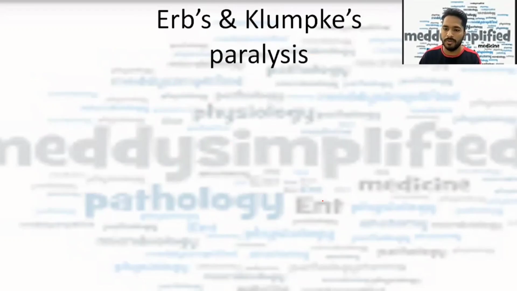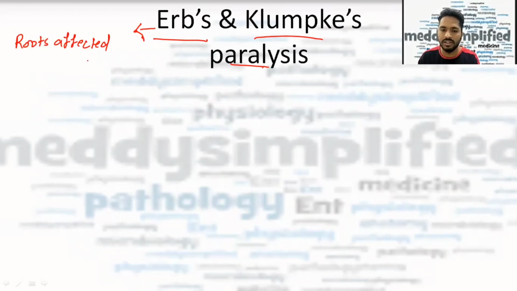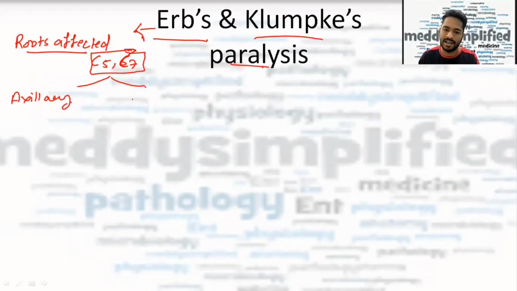Now, important topics: Erb's paralysis and Klumpke's paralysis. In both of these paralyses, you should know the roots affected, right? In Erb's paralysis, the roots affected are C5 and C6. When C5 and C6 are affected, they include two major nerves, that is the axillary and the musculocutaneous nerve. Okay, so these two nerves are affected.